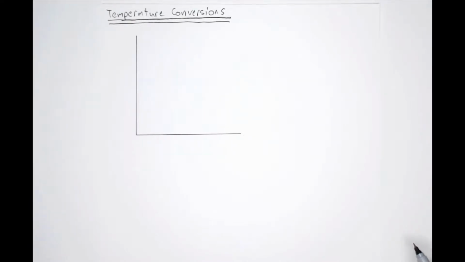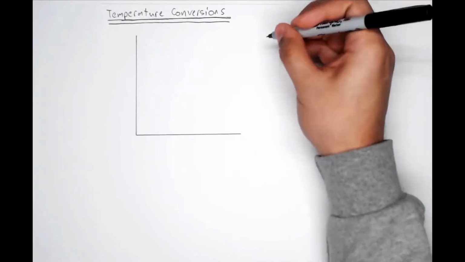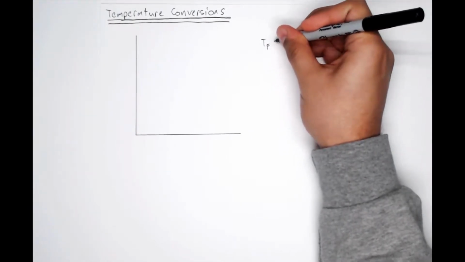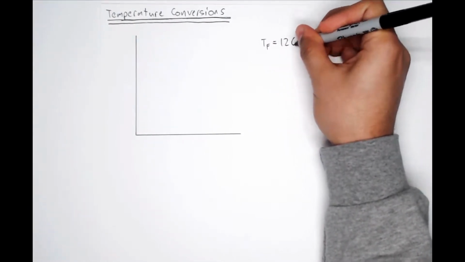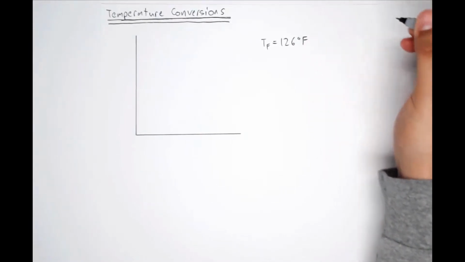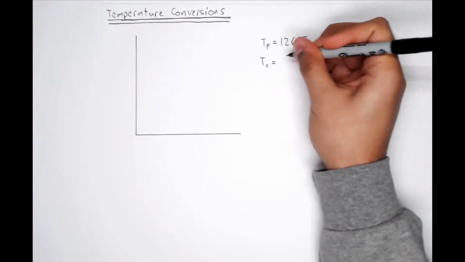All right, everyone, welcome to this video about temperature conversions. Our goal is to convert one of the highest recorded air temperatures on Earth, which is found in the Sahara Desert, as 126 degrees Fahrenheit, into a temperature in Celsius.